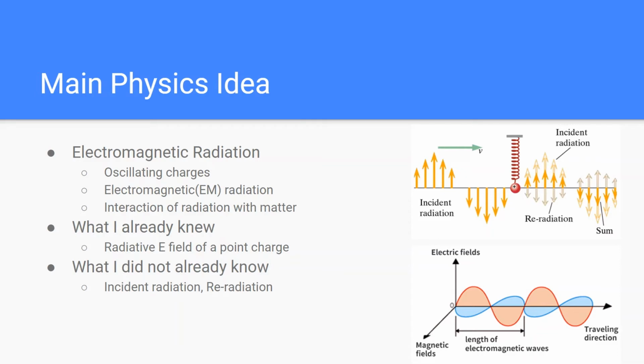What I already knew from last week was the idea of the radiative E field of a point charge. I learned that charges must accelerate to radiate, and if there is a constant velocity, then there will be no acceleration, thus no radiation. What I did not already know was that you can actually have incident radiation causing re-radiation in matter, and that it's like an interaction of the matter with the radiation that is resulting in the re-radiation.